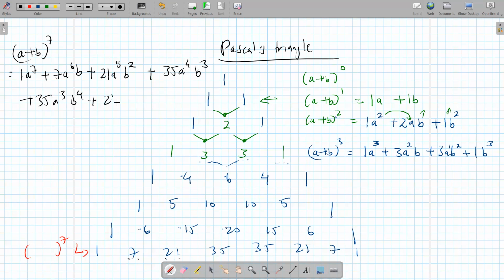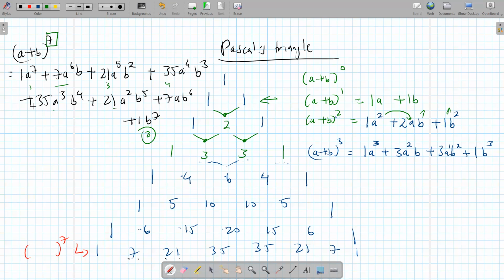The next one will be 21a squared b^5 plus 7ab^6. And then the last one is going to be 1b^7. There we go. And if you count it, there should be 8 terms: 1, 2, 3, 4, 5, 6, 7, 8. Because the number of terms is always the power plus 1. Cool? It's a pretty neat little trick, right?